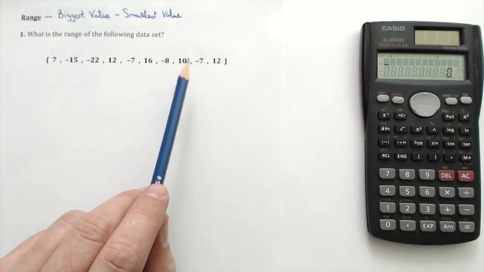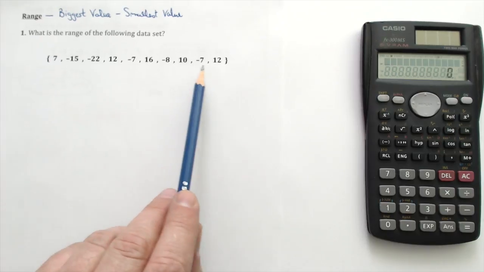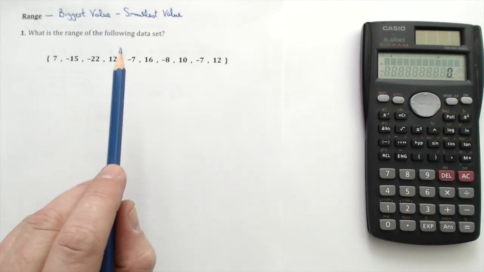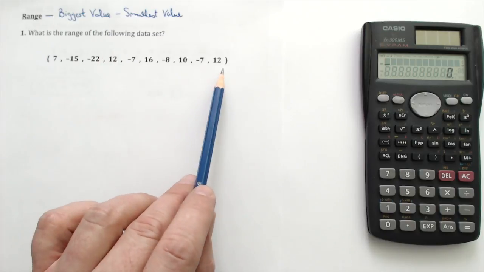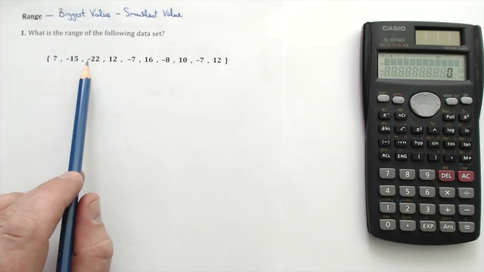So when you look at the data, it's really important. I want you to notice that this one is not in order, and they're intentionally all mixed up. And so you have to be very careful when you're doing these to make sure that you identify correctly the smallest possible value and your largest possible value.